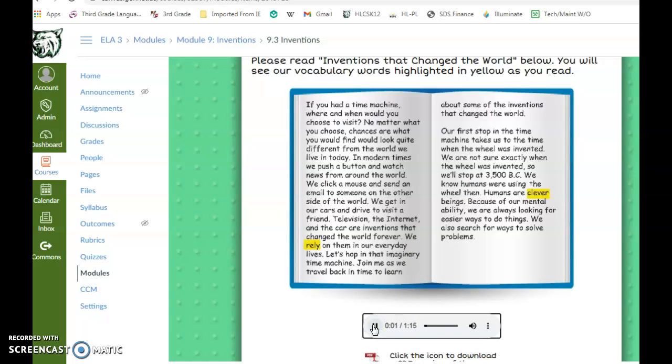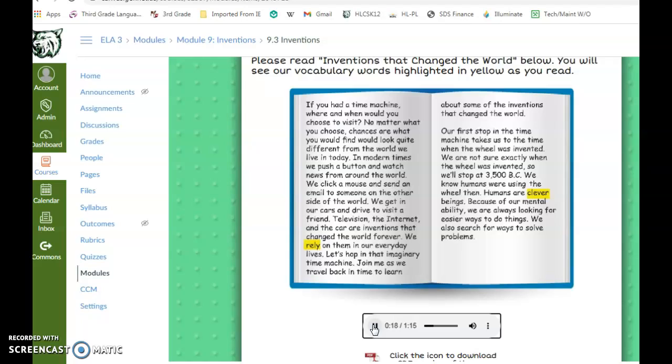If you had a time machine, where and when would you choose to visit? No matter what you choose, chances are what you would find would look quite different from the world we live in today. In modern times, we push a button and watch news from around the world.